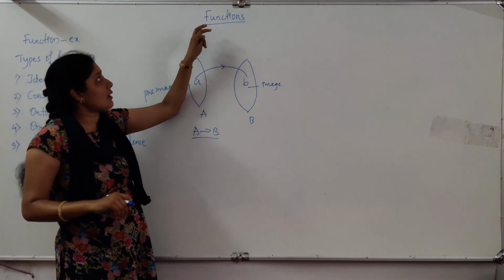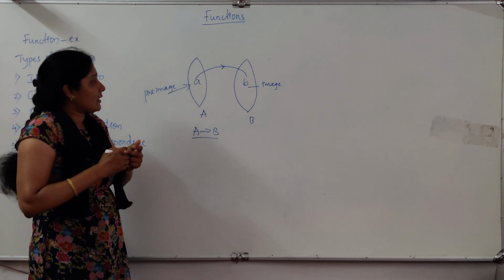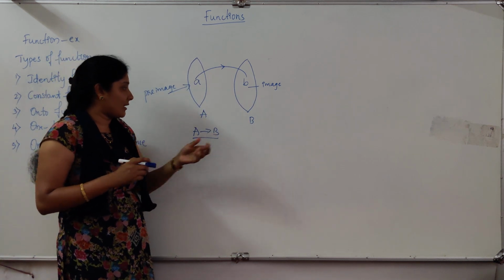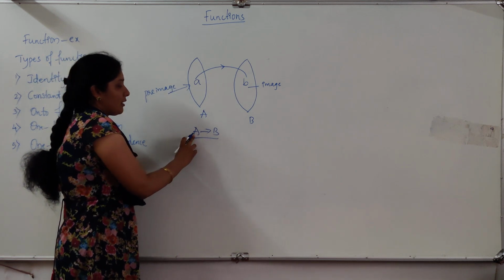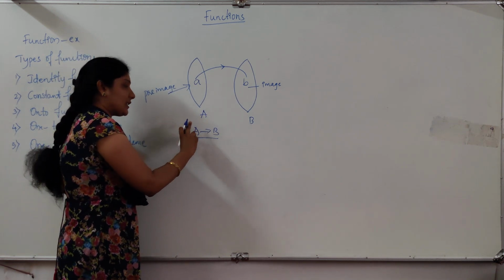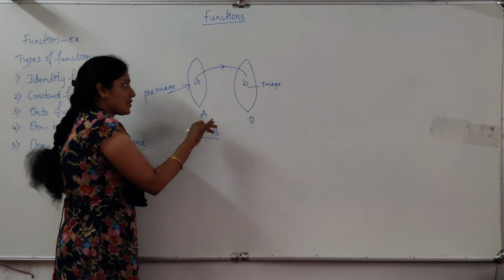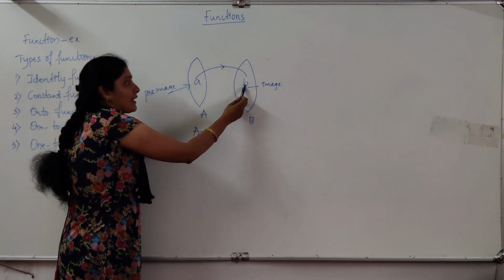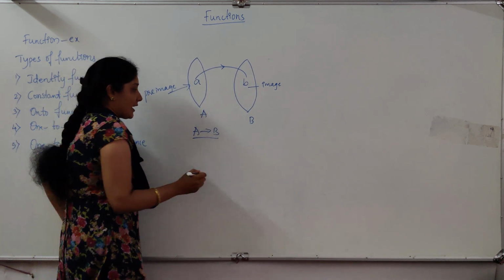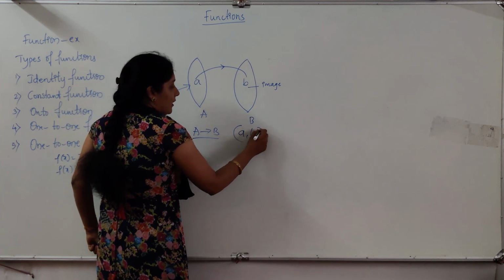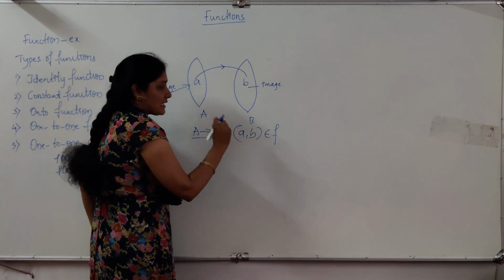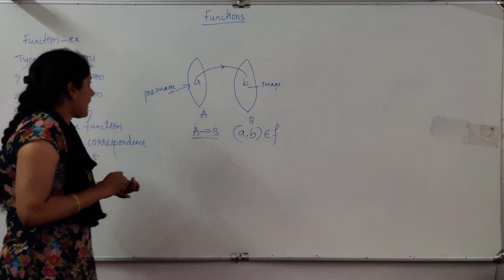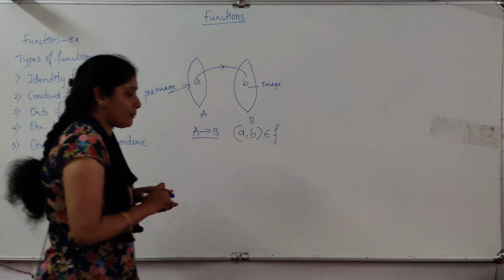So what is a function? A function is nothing but, when there are two non-empty sets A and B, the function from A to B is the relation from A to B such that an element a in A is related to an element b in B such that (a, b) belongs to f, and this is the symbol of function, that is small f. Next, we shall study one example on this.